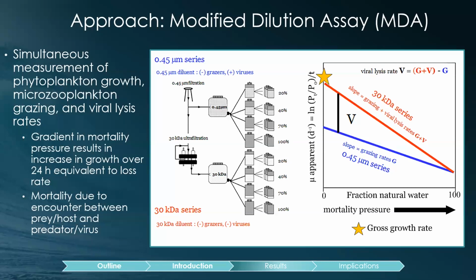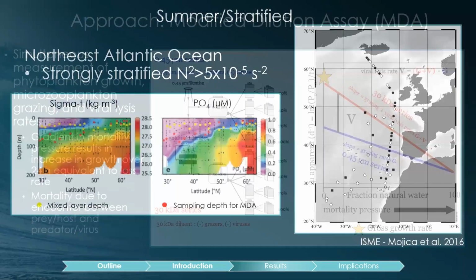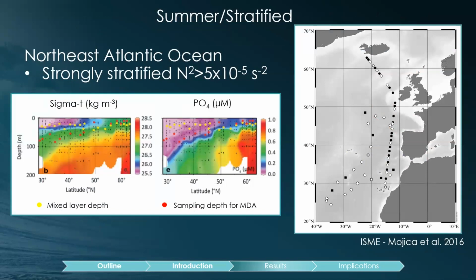One of the caveats is that mortality is assumed to be due to the encounter between prey and predator, and host and virus. Although this might not always be the case, because sometimes you'll already have some phytoplankton that are infected when you start your experiment, it's one of the assumptions of the method.